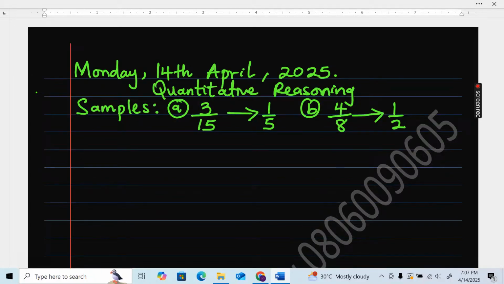Now, looking at sample A, this is what I've been able to figure out. I want everybody to pay attention. When you look at sample A, you would see that the numerator of the fraction and the denominator were divided by 3. The numerator is 3 and the denominator is 15.